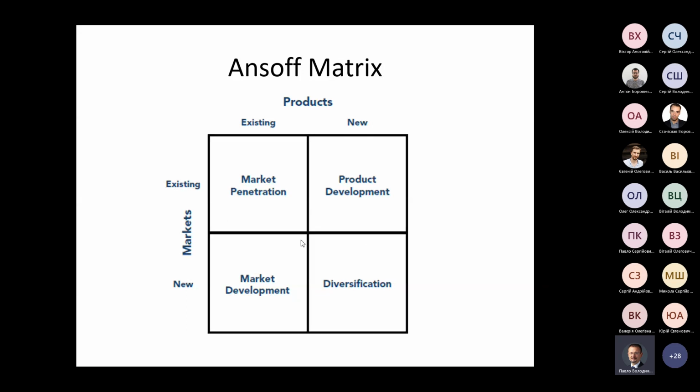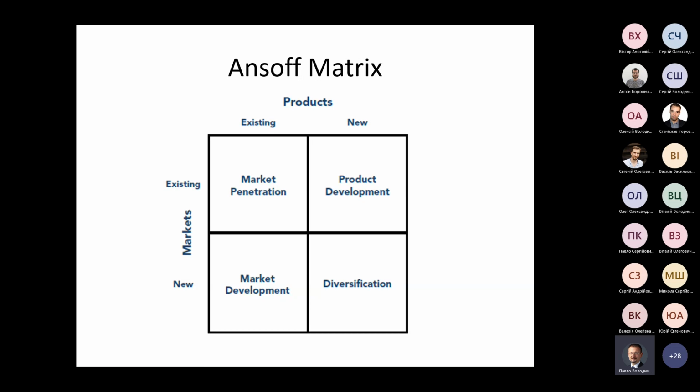He created this matrix. This matrix has two main dimensions. The first horizontal dimension is connected with product, so there is existing product and new product. The vertical axis is connected with market, existing market and new market. And he told that generally there are four possibilities of growth.